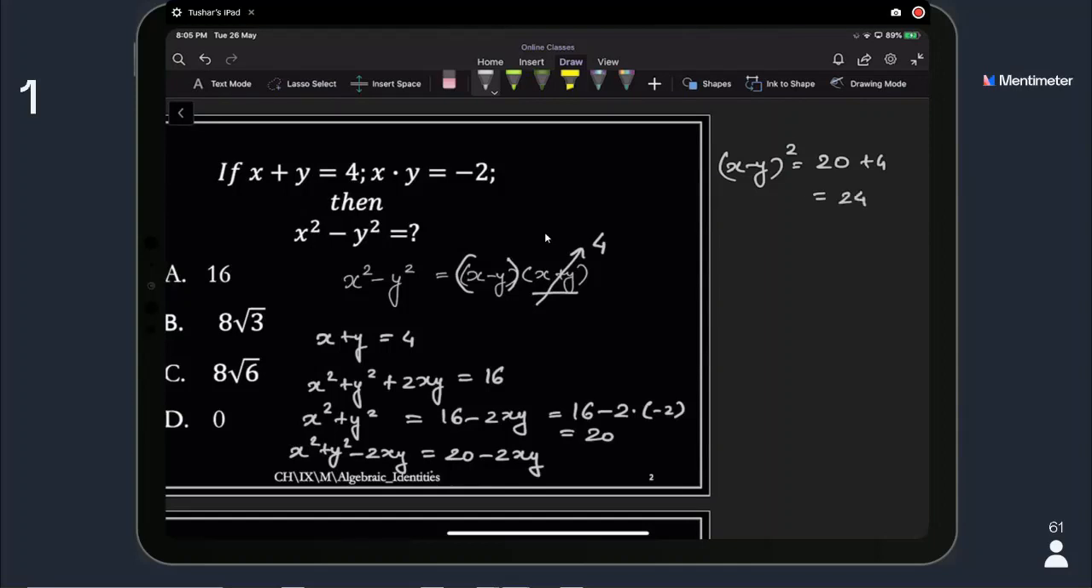So x minus y will be ideally plus minus root 24, which is plus minus 2 root 6. Correct? So there was no minus sign here. So hence x minus y is 2 root 6. x plus y is 4. So what is x square minus y square? 4 into 2 root 6, 8 root 6. Clear? Anyone didn't understand this part?